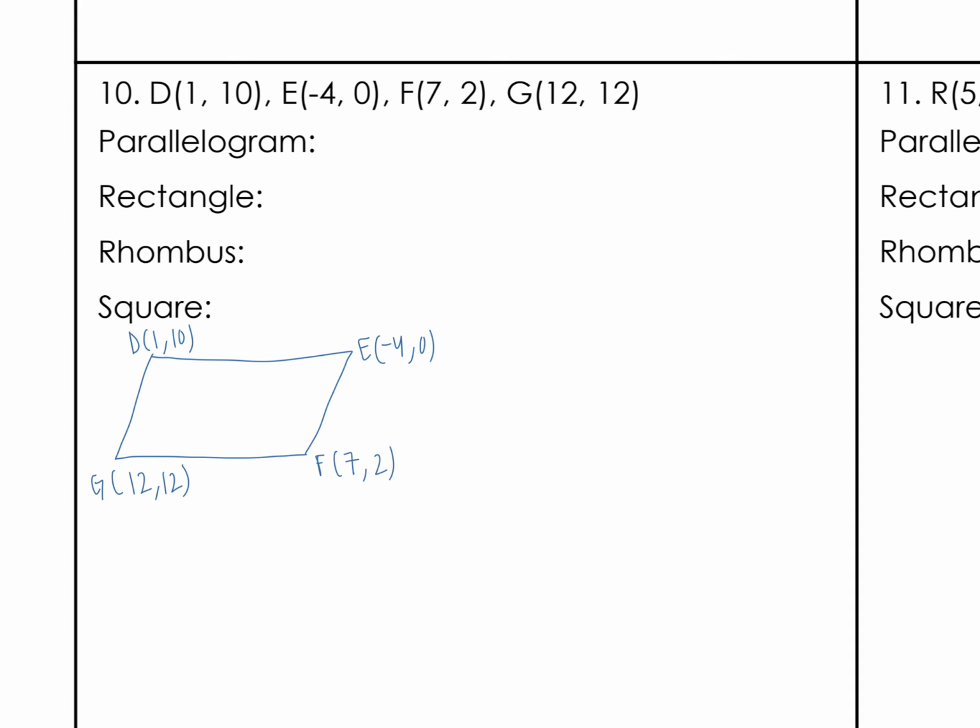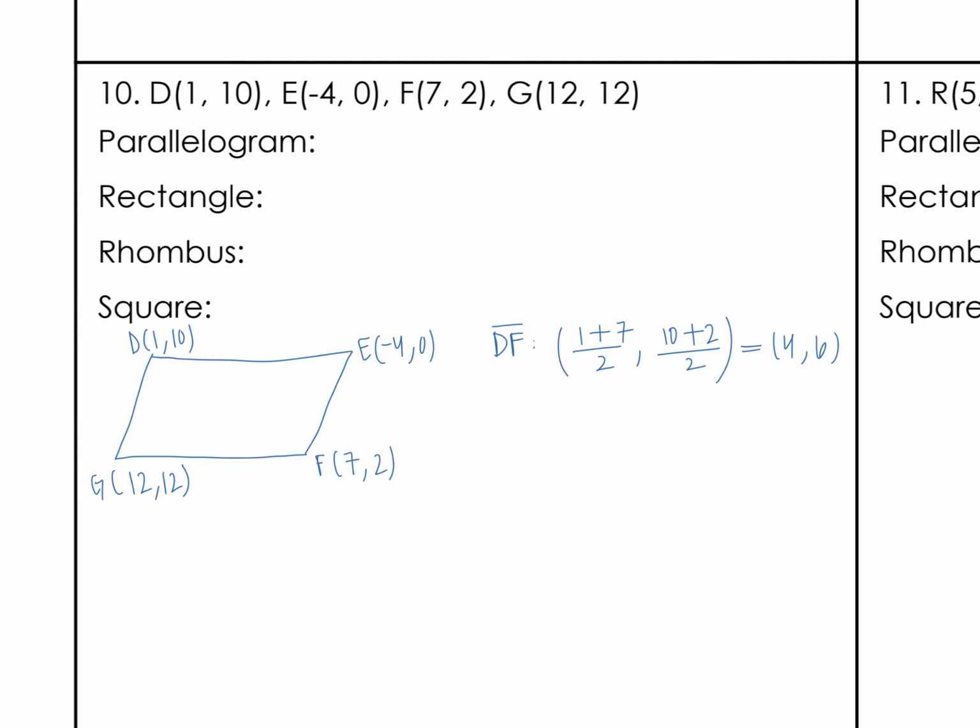All right, so you have a few options of how you want to prove it's a parallelogram. I'm going to go back into doing the midpoint once again. So I'm going to find the midpoint of DF. I've got 1 plus 7 divided by 2, and then 10 plus 2 divided by 2. So 1 plus 7 is going to give me 8, divided by 2 gives me 4. And then 10 plus 2 gives me 12, divided by 2 gives me 6.